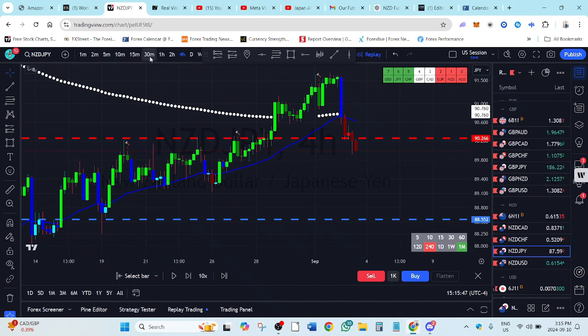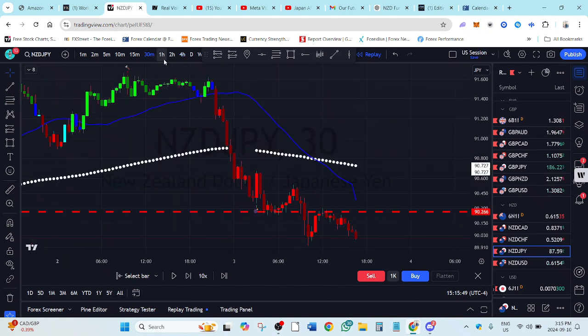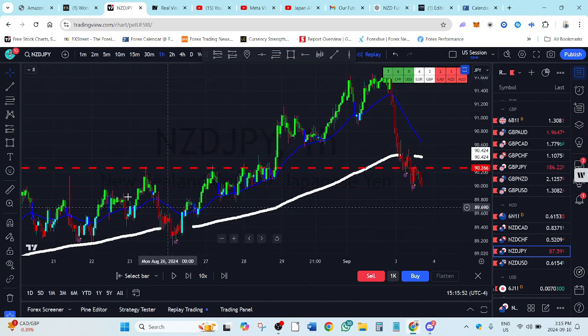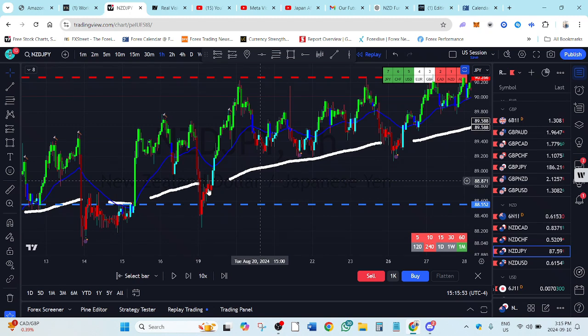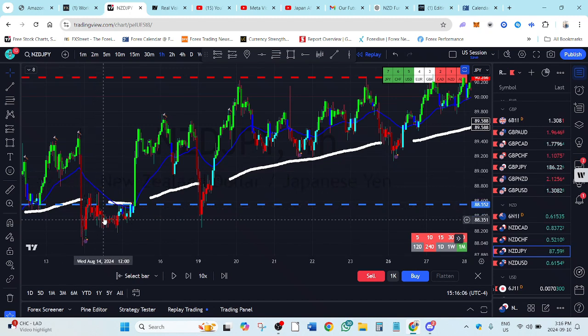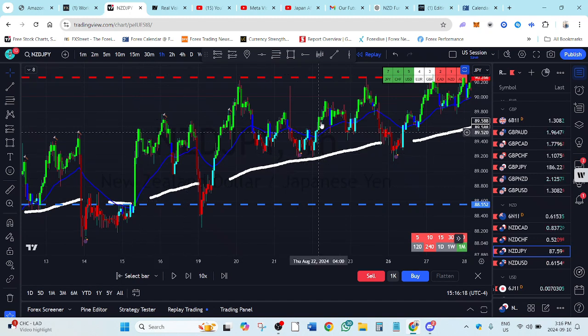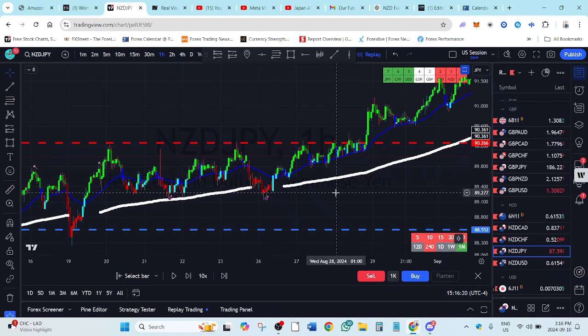Let's just go down to like a 30 or something. I think I was bullish more so on the 1 hour. From this is when the New Zealand Fed decided to cut rates, and I did get chopped up in here. I did have some stops in here, but when the 200 period moving average and the 34 period moving average were both positive, I would be bullish when you see these green candles.